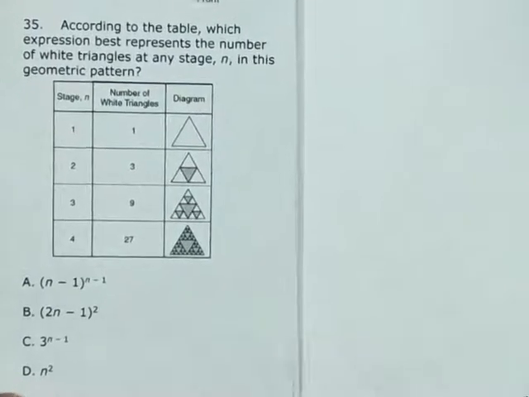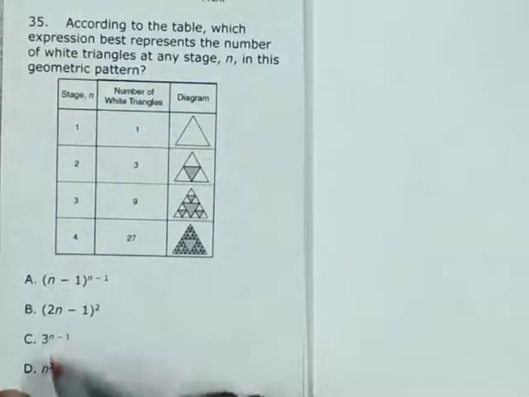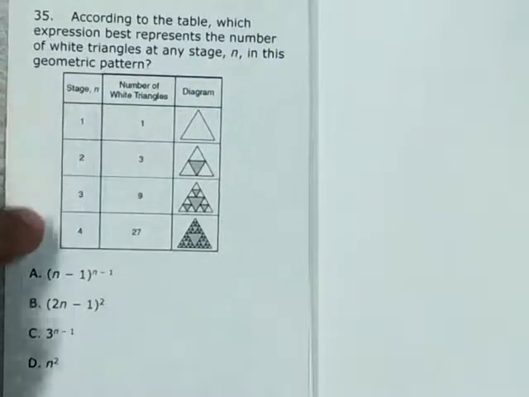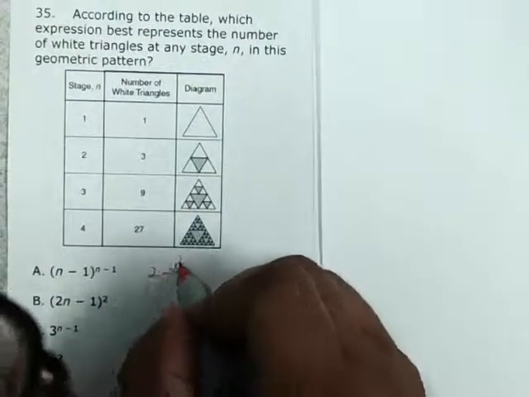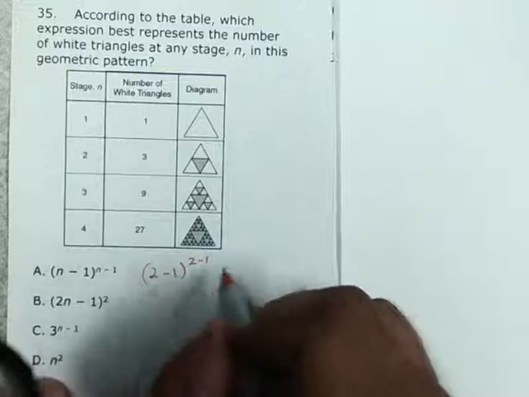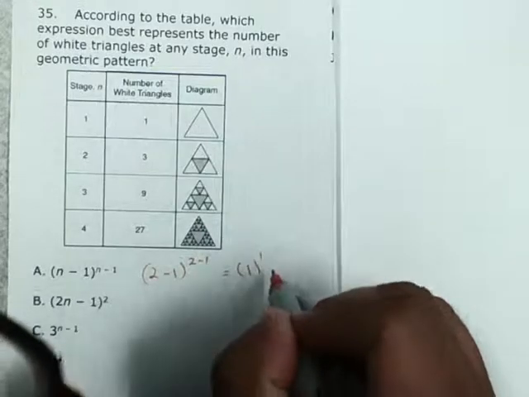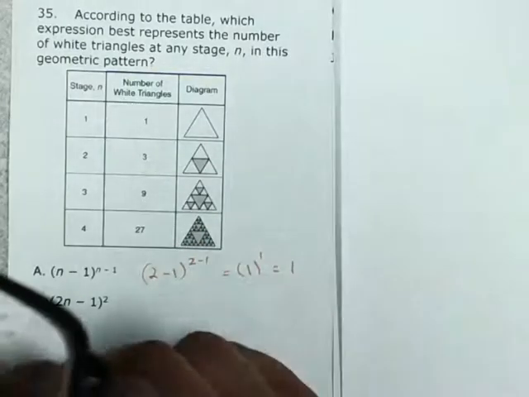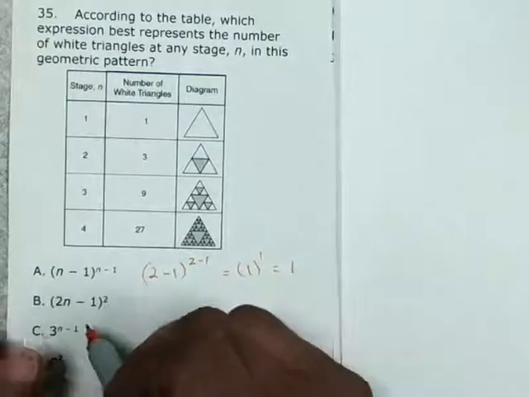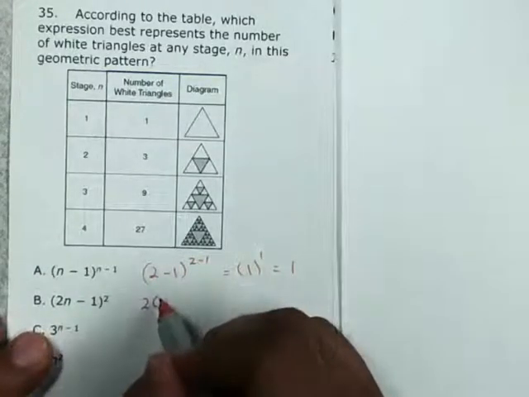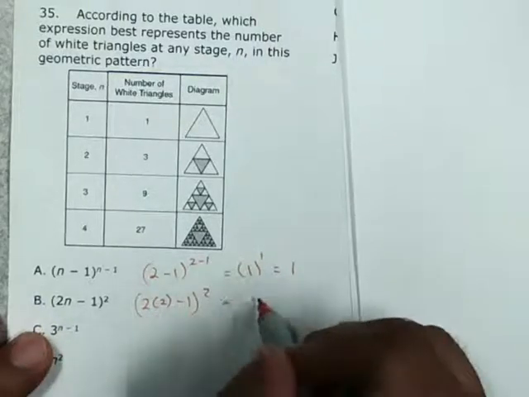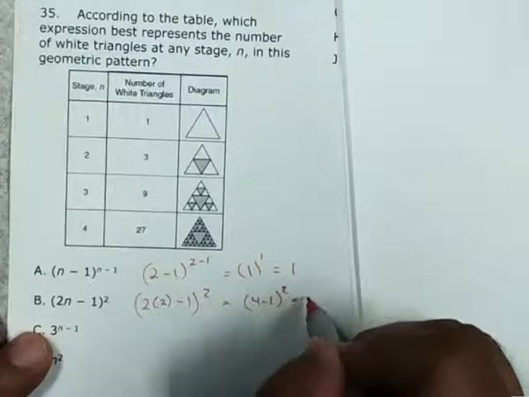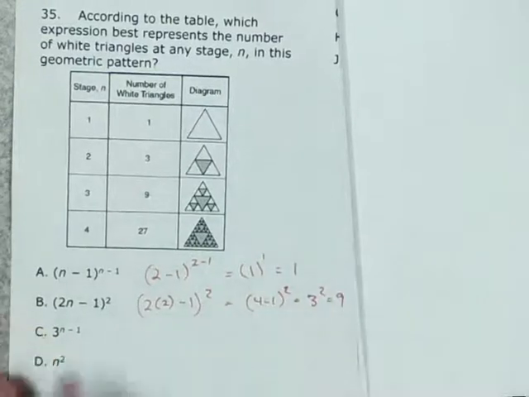Number 35, according to the pattern. Okay, this is like the other problem, but we're looking at this. You want to go through these and see which ones actually work. You don't want to use the first one because usually the first one will work for all of these. You want to start at least with number 2 and then go from there. So I'm going to have 2 minus 1, 2 minus 1. That's going to give me 1 to the 1 power, which is 1. So that works there. Let's see if I can get rid of any of these other ones. 2 times 2 minus 1 squared. That's going to be 4 minus 1 squared, which is 3 squared, which is 9. That one doesn't work.